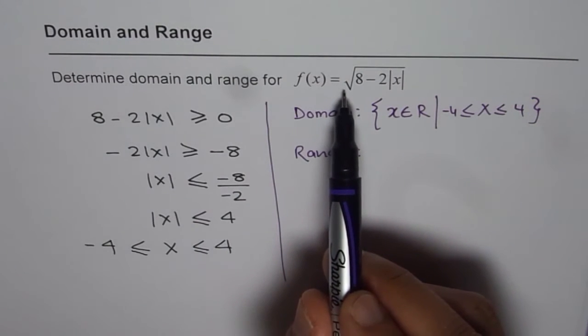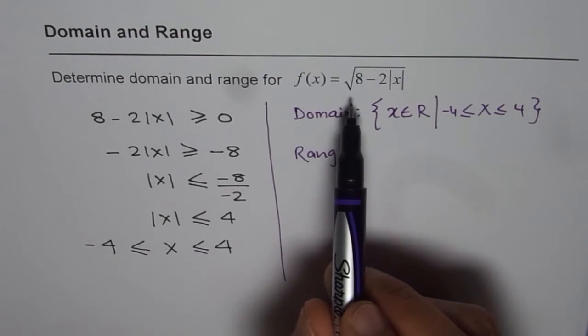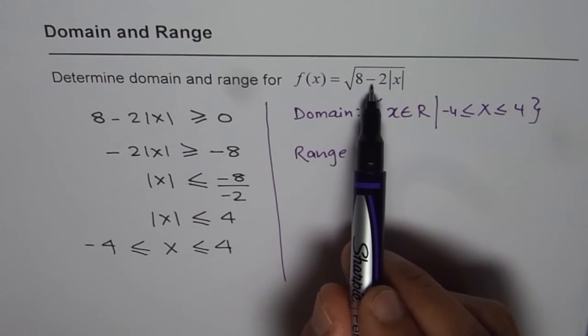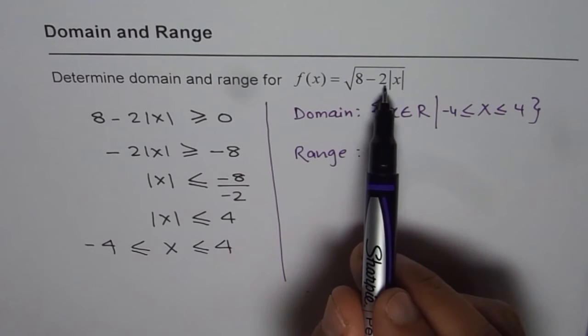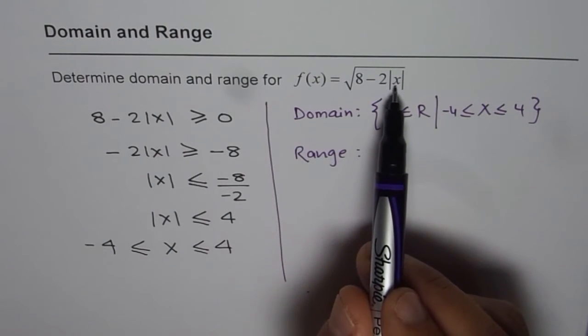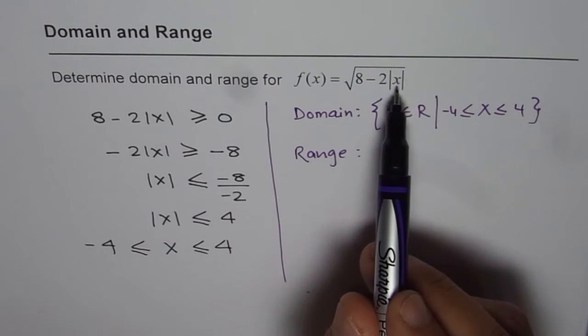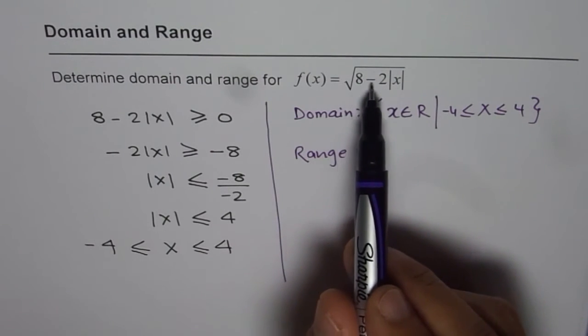The range is going to be positive. Now the maximum value will be when absolute x is 0. 8 minus something positive will be maximum when the x value is 0, right? You're taking away the minimum. If the x value is 0, then we get absolute x as 0. So we get the square root of 8 minus 0.